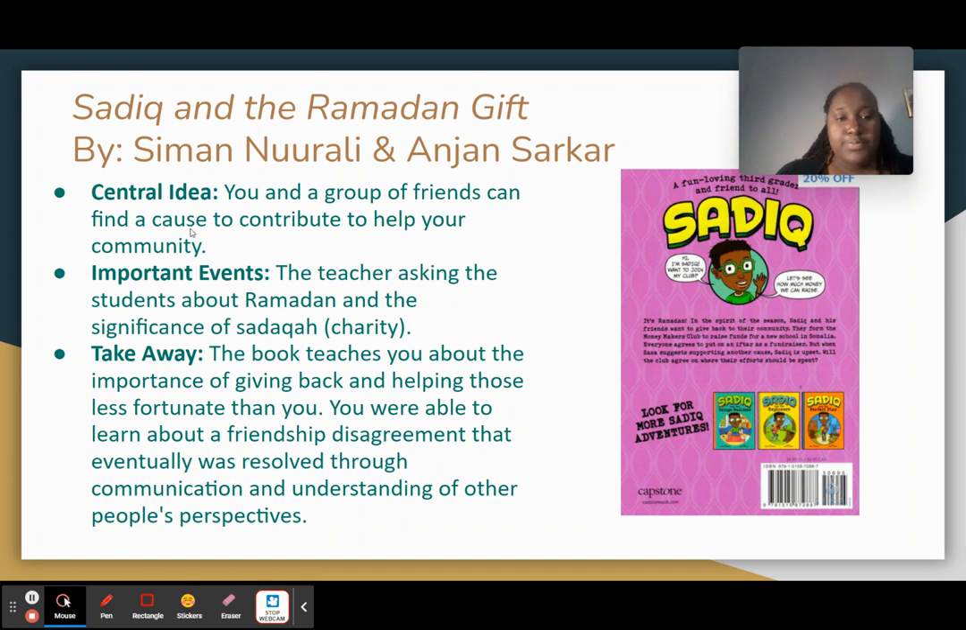community. The important events that occurred is that the teacher asked the students about Ramadan and the significance of Sadaqah, which is charity. The big takeaway is this book teaches you about the importance of giving back and helping those that are less fortunate than you. You were able to learn about friendship disagreement that eventually was resolved through communication and understanding of other people's perspective. So that is the third book that we have looked at.